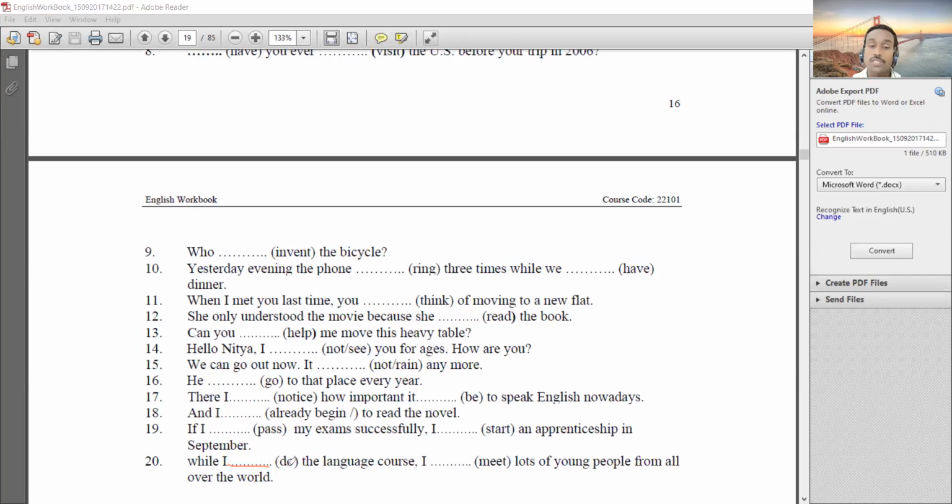In past continuous we use was, were, with V-ing. So "I was doing", that becomes right here. While I was doing the language course, I met lots of young people from all over the world. This way we are making it right. Okay, any other?